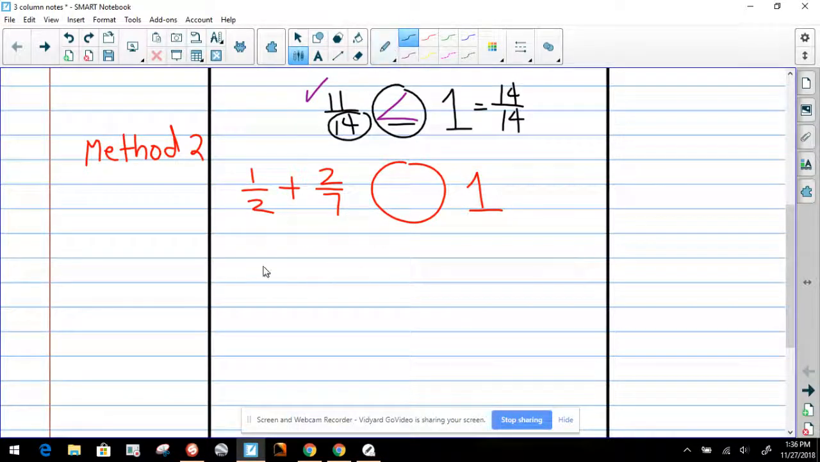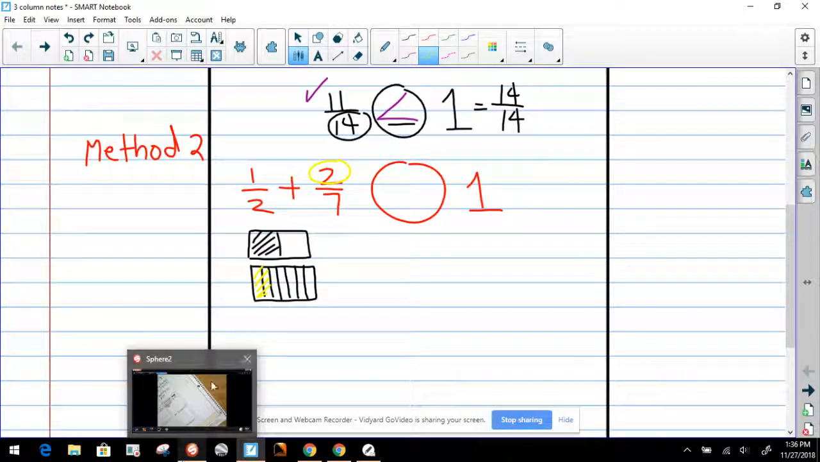You can do two things here. You can show a model for each of these fractions. So this is going to be 1/2, and this is going to be 2/7. 1, 2, 3, 4, 5, 6, 7. And only 2 are colored. Based on this, 2 of them are shaded.